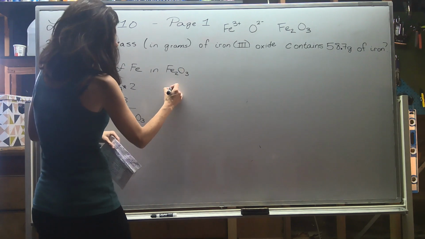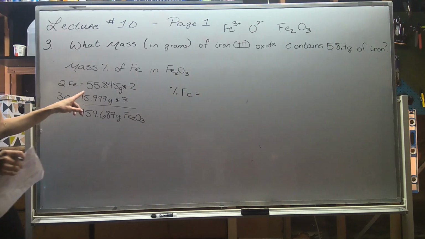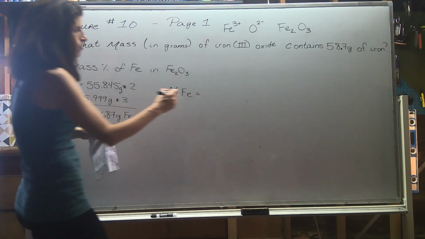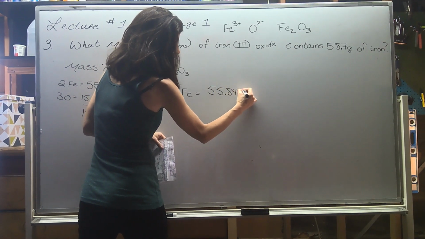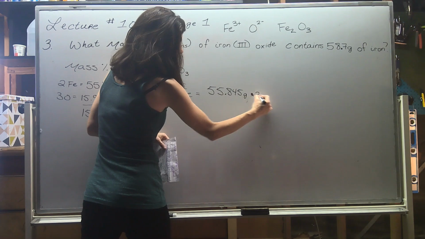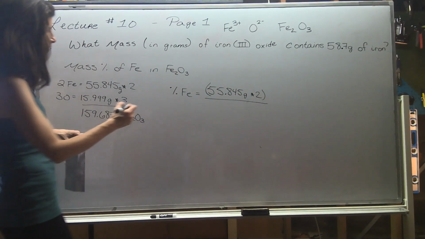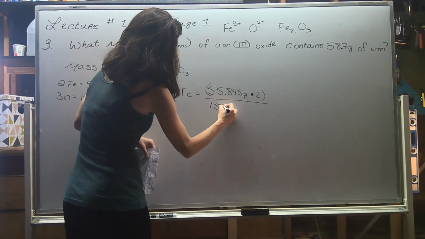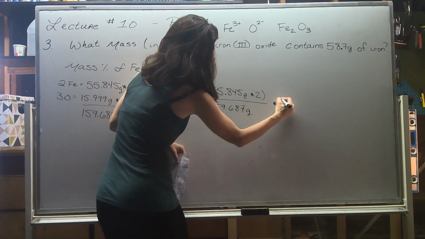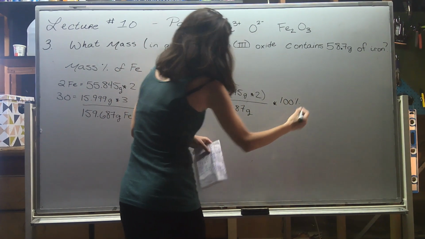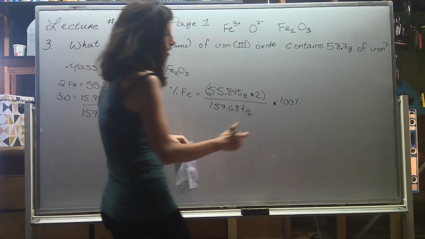So to calculate my percent iron, I'm going to do the part that's iron. So I'll do 55.845 times 2. And part over whole. The whole part is 159.687 grams. Multiply that by 100. And we're looking at 69.94% iron.